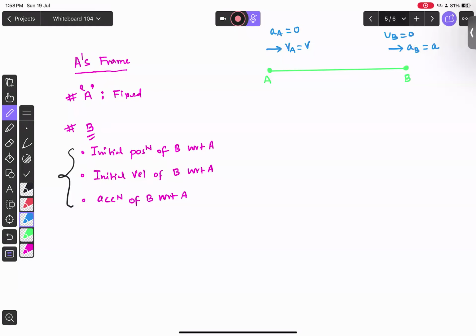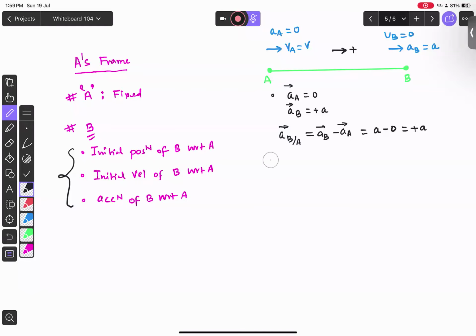Maybe I will consider this direction as positive for our sign convention. And using that sign convention, I will write the velocity of A. The acceleration of A is 0. Acceleration of B is plus a. So acceleration of B with respect to A will be acceleration of B minus acceleration of A. Acceleration of A is 0. So the answer is plus a.